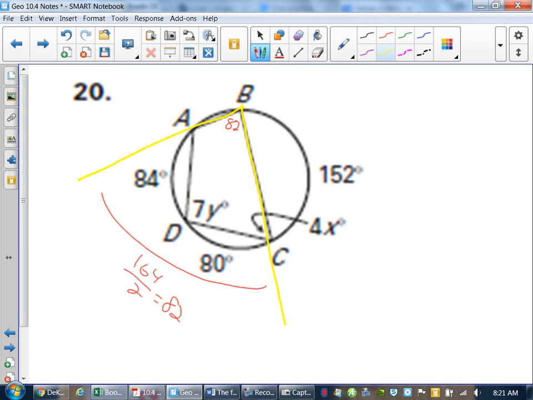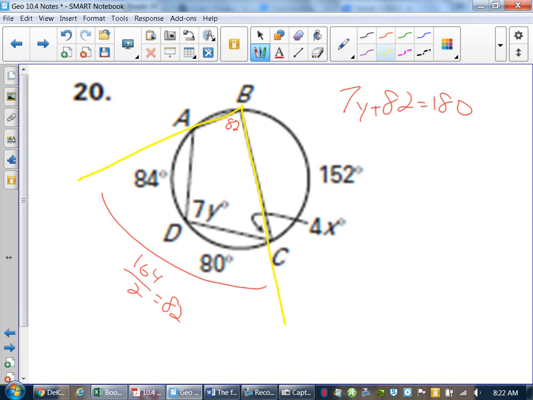Angle B is opposite which angle? D. Therefore, those two are supplementary. So that means that I can do 7y plus 82 is 180. Okay, that's one way to do it.